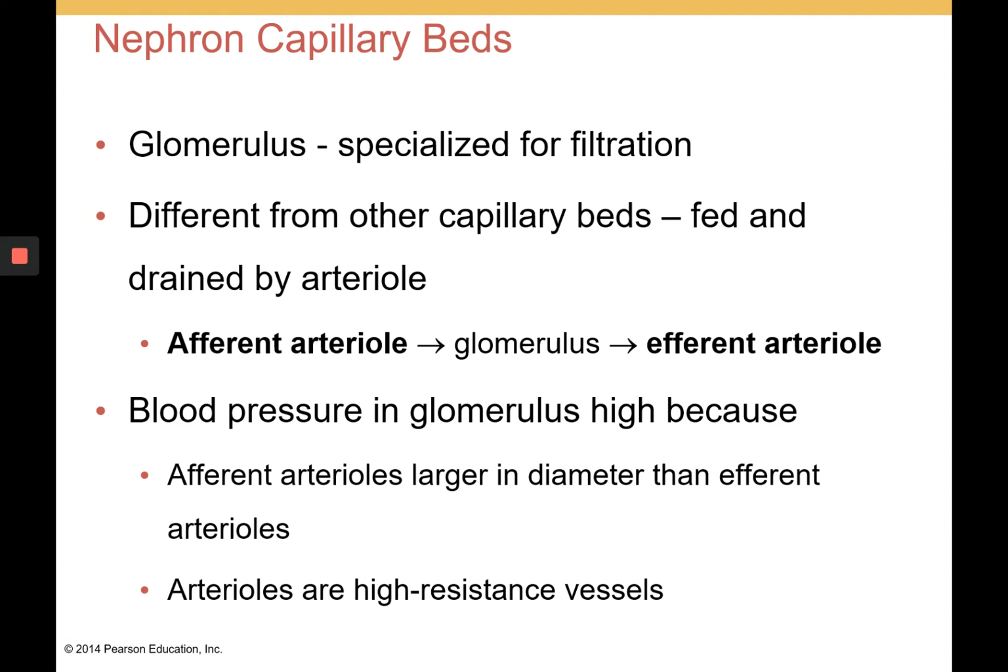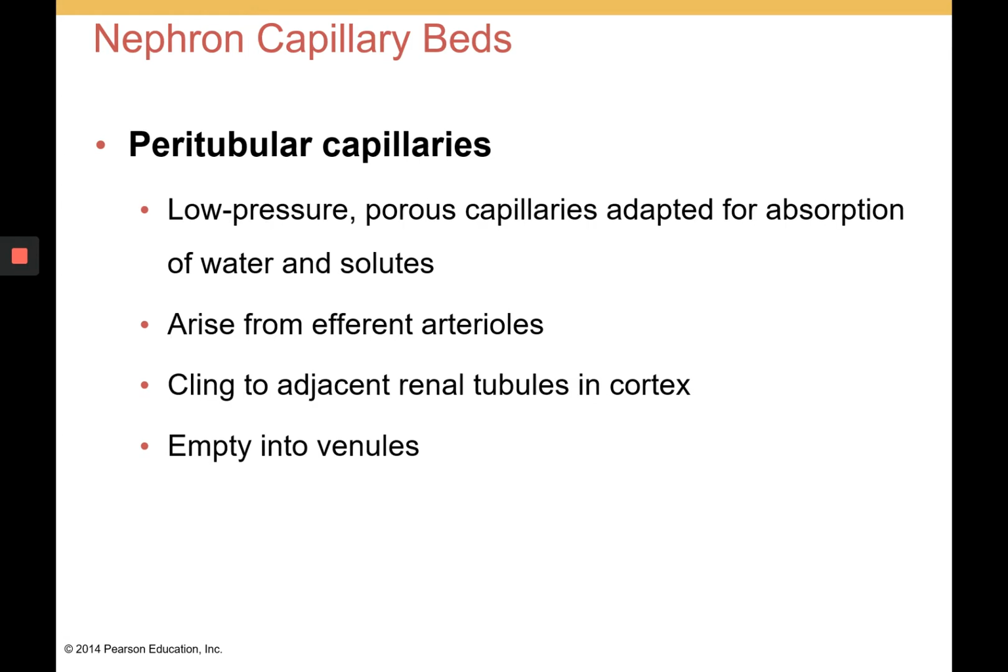Now, not as high as we see in the elastic arteries near the aorta, because remember, capillaries are definitely still fragile, and those fragile capillaries can be damaged by too high of a blood pressure. But the arterioles themselves are high resistance vessels, and they're able to dilate or constrict in order to control not only net filtration pressure, but glomerular filtration rate. Whereas the paratubular capillaries are low pressure. They're porous, and they're adapted for absorption. And so that's why we saw those paratubular capillaries wrapping around the proximal convoluted tubule of cortical nephrons. They function there in reabsorption of water and solutes.